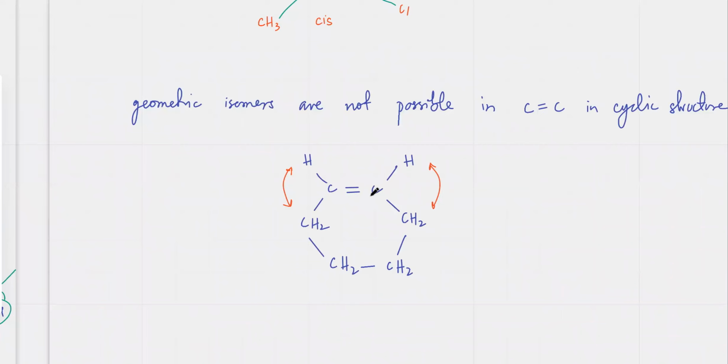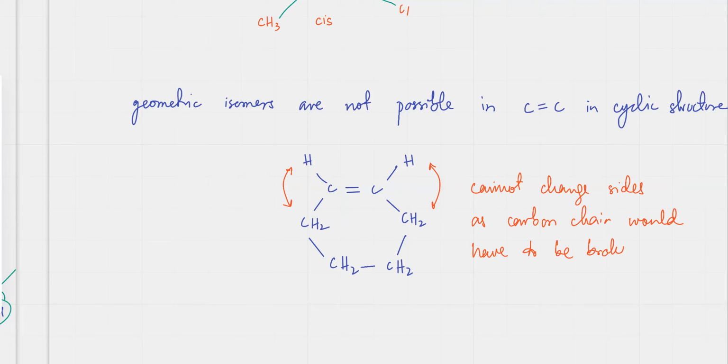So over here, you can't change the orientation of the H atom, because then you can't bring the carbon chain and connect it to the top, because you would have to break this carbon chain, and only then would the carbons get connected to the top. So you cannot change the sides over here, as the carbon chain would have to be broken. And then that would not be a stereoisomer. Then that would be a structural isomer, not a stereoisomer. In stereoisomers, only the direction of the bonds is different.